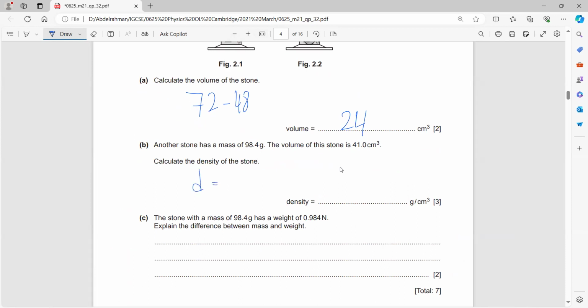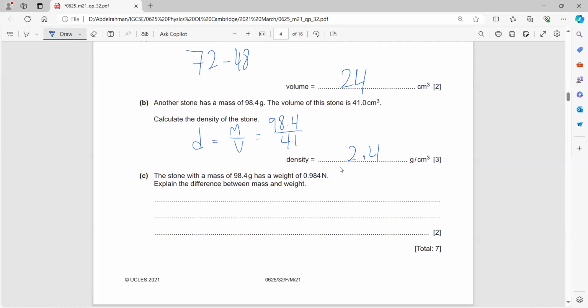Calculate the density of the stone. Density equals mass over volume. The mass is 98.4 and the volume is 41, so that gives 2.4 grams per centimeter cubed.